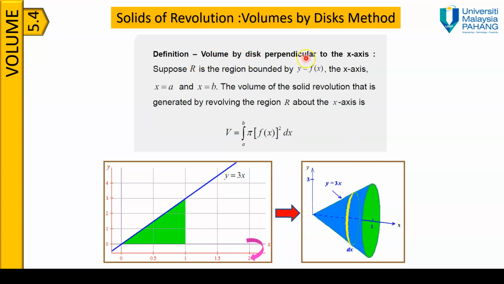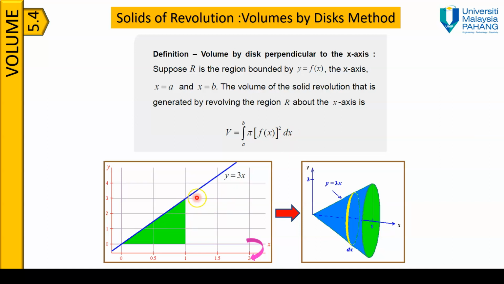Volume perpendicular to the x-axis. Suppose R is the region bounded by y equals f(x) and the x-axis, where x is from a to b. Then the volume of the solid of revolution generated by revolving the region R about the x-axis is given by this formula: V, the volume, equals the integral from a to b of pi times f(x) squared dx.